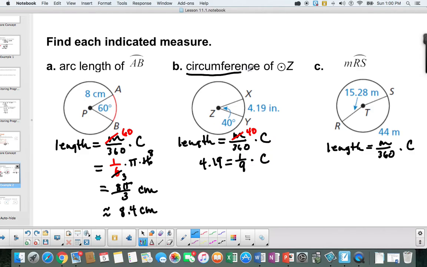Now I'm being asked for the circumference, so I'm going to solve for c, multiplying both sides by 9, and I'll get about 37.71, and I label it in inches. Last one, I know the length, 15.28. I don't know the measure.